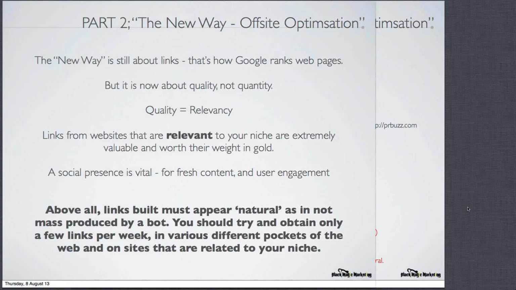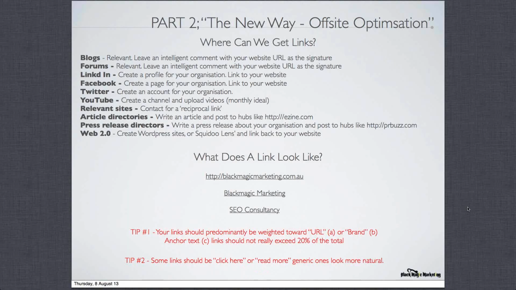It's probably a question that you're all thinking of. Blogs, relevant blogs. Leave an intelligent comment with your website URL as the signature. You guys might already be members of certain forums for your NFPs, possibly, blogs and forums. But make sure they're relevant blogs and forums and make sure it's an intelligent comment. And you can leave your website URL as the signature. And what that will do is it'll become a link. The URL, your domain name, will become the link. So it's a link on that blog or forum in the post to your website.